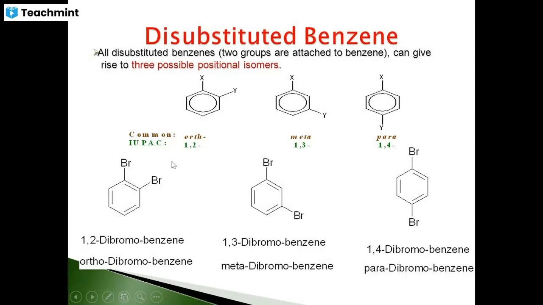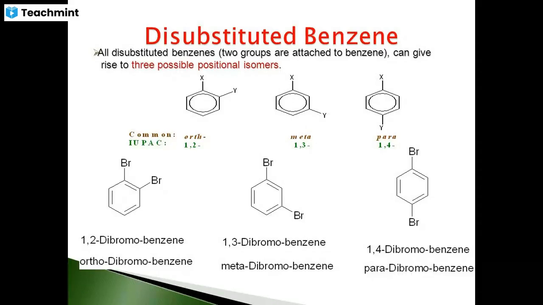In the first example, you can see that two bromine atoms are there, both adjacent to each other on the benzene ring. Give numbering to them: first, second, so definitely that will be 1,2. So the positions of the bromine substituents on the benzene ring are 1 and 2. While naming these compounds, we need to mention the position of the substituents, 1,2, and how many bromine atoms are there on the benzene ring?